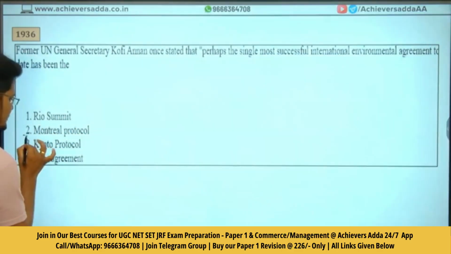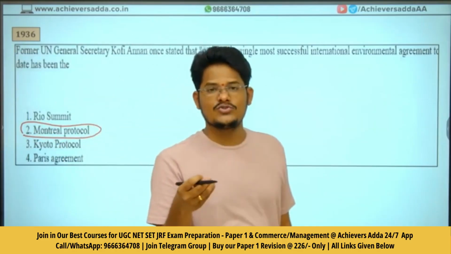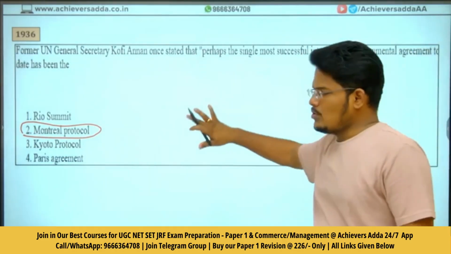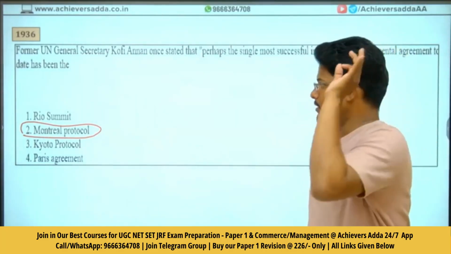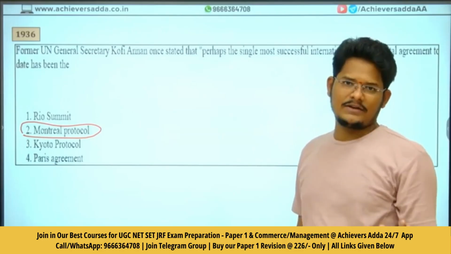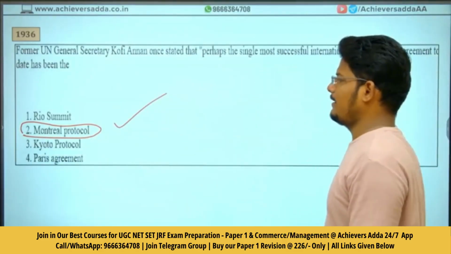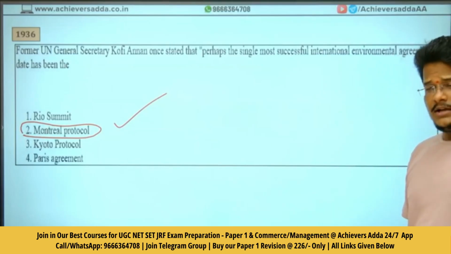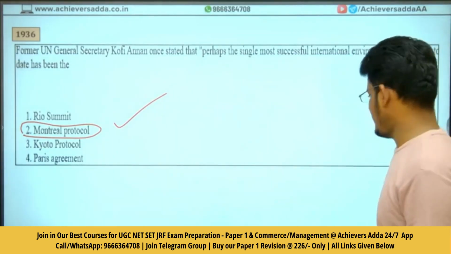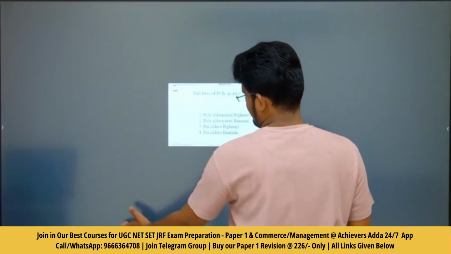The answer for this is the Montreal Protocol. The Montreal Protocol is related to ozone depletion. This is the most successful protocol at an international level in the majority of member countries, because it has been successfully implemented, and if not at 100%, every country is trying its best to decrease the impact on ozone layer thinning. So it is option B.